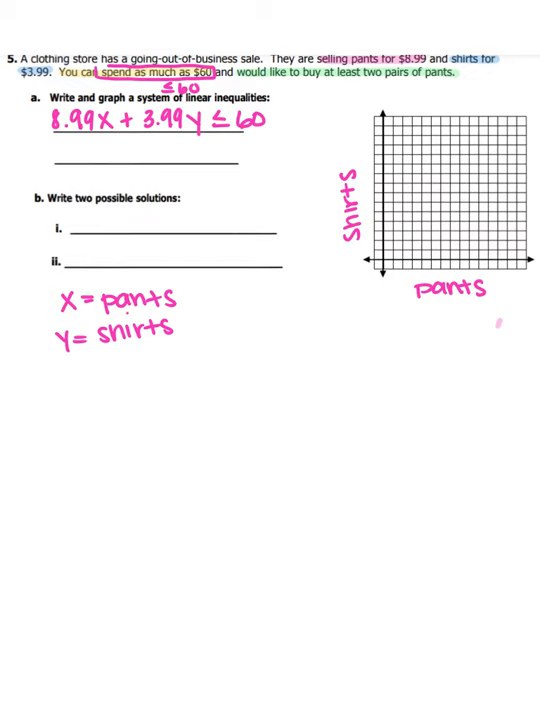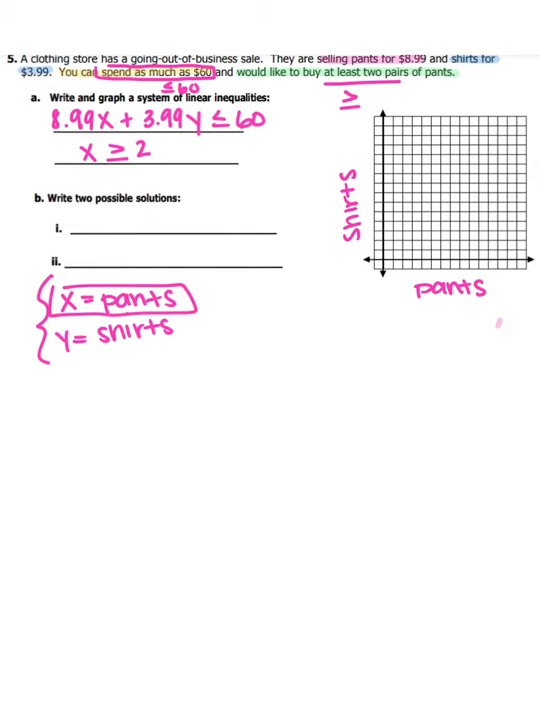It also says that I would like to buy at least 2 pairs of pants. So that's literally just about X, right? It says nothing about the shirts. I know that however many pants I want to buy needs to be at least 2 pairs. So that means I want to buy 2 pairs or more. So that would be greater than or equal to 2. So your equations do not always have to contain both variables. It's whatever they give you in the problem.